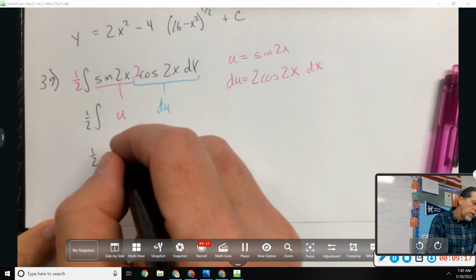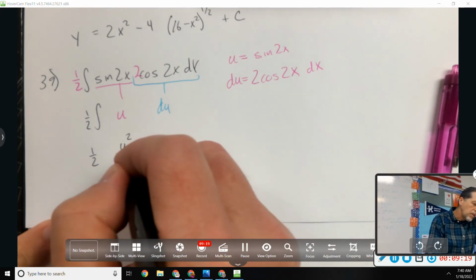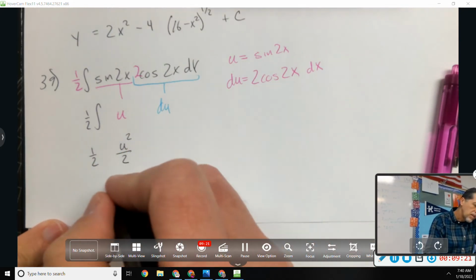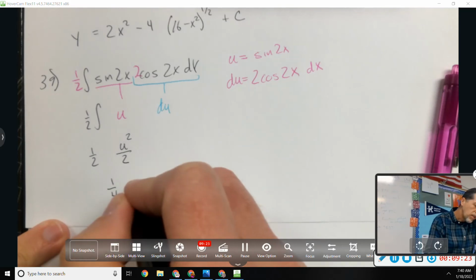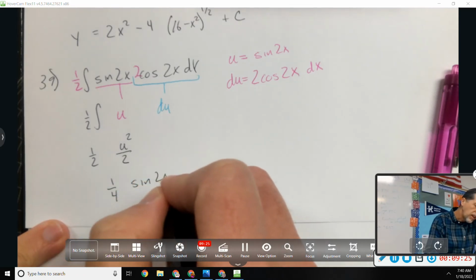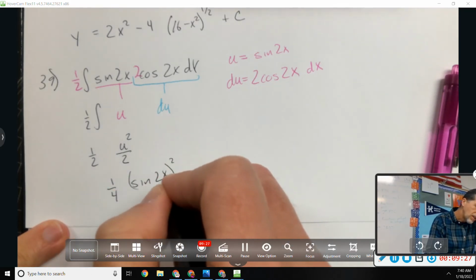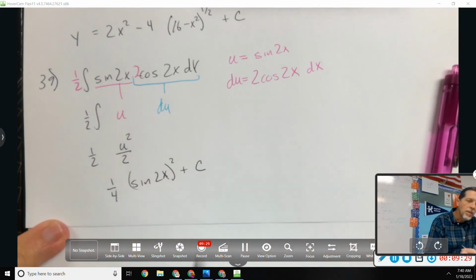So increase the power by 1, divide by the new power. So 1/4 sine of 2x squared plus c.